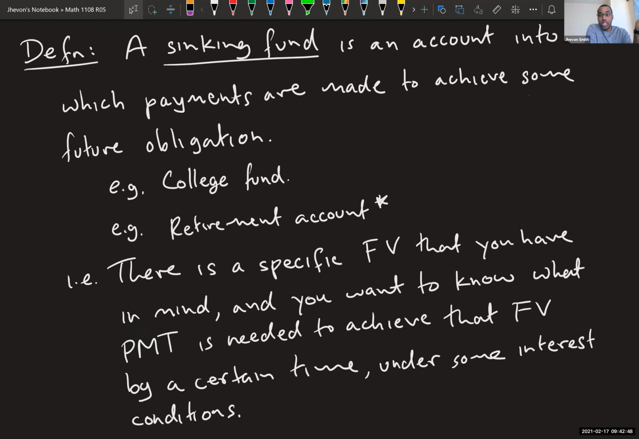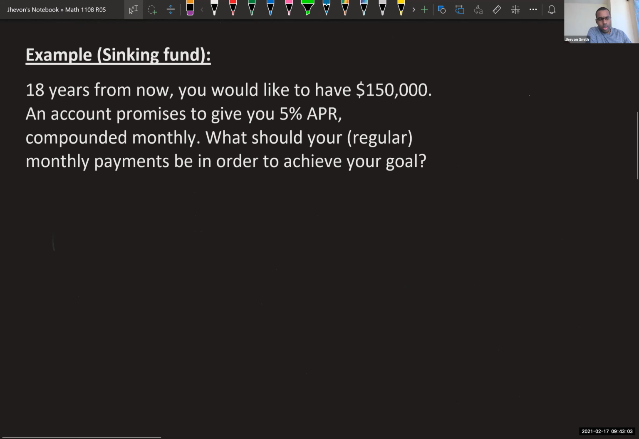Okay. So that's what a sinking fund is. Just an account. You're making payments into it. And the point is, there is some value you have in mind in the future that you want to save up to. You want to be able to predict what payments you need to actually achieve that. For example, here, 18 years from now, you want to have $150,000. Let's say this is some sort of college fund. 18 years from now, assuming that prices stay fixed, which they probably won't, they'll probably go up, you want to be able to send your kid to Columbia for 2 years. So that might be a goal you have in mind.